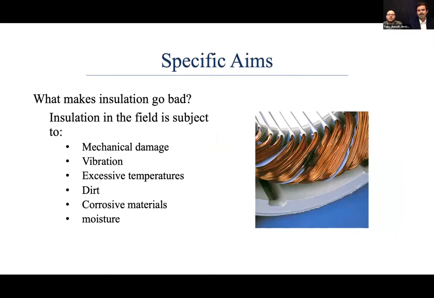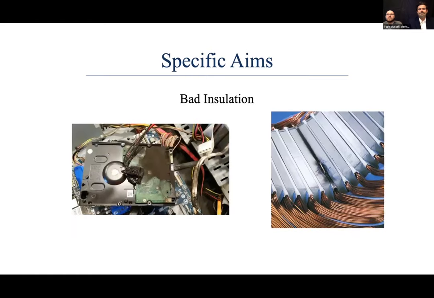What makes insulation go bad? Insulation in the field is subject to a variety of forces. Mechanical damage, vibration, water, and dirt are all just a few of the things that can cause the insulation to fail. The figure on the right is a failed winding in a three-phase motor. Bad insulation.